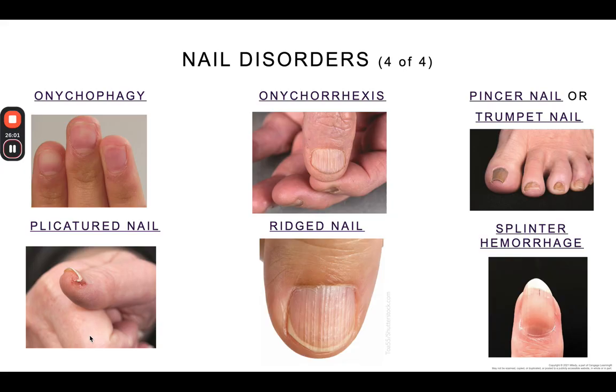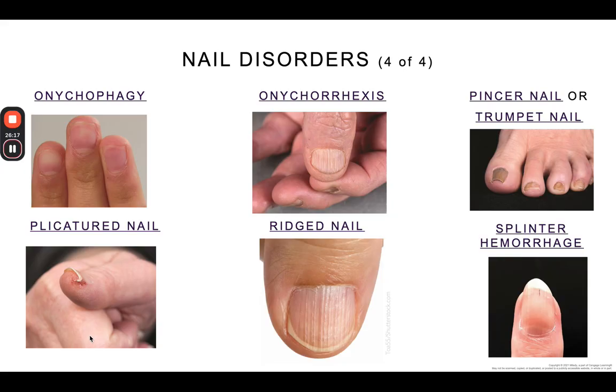Then we have ridge nails in the middle bottom. Those are lengthwise grooves in the nail plate, often mistaken for ridges, and it's seen in normal nail aging, so it's nothing to be alarmed about here.